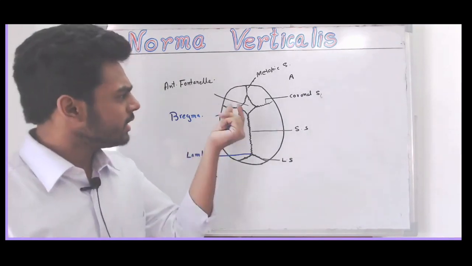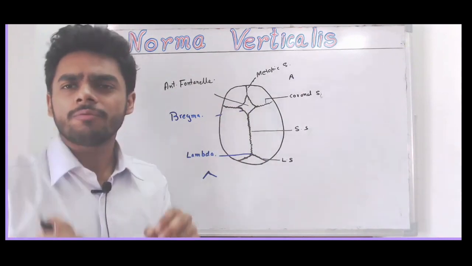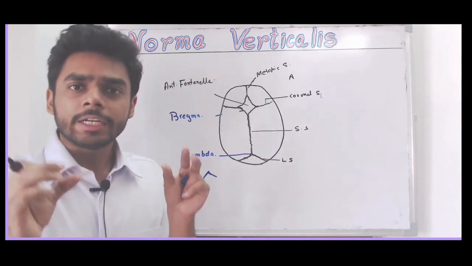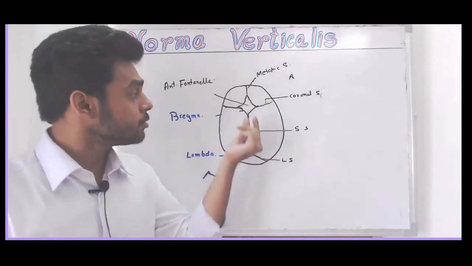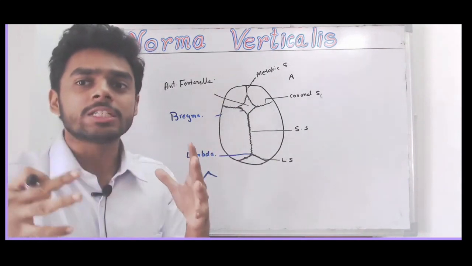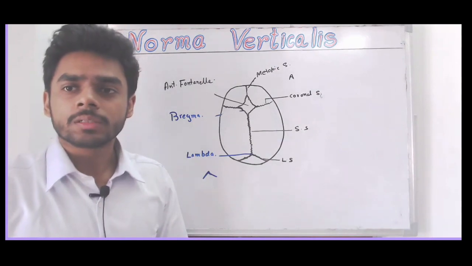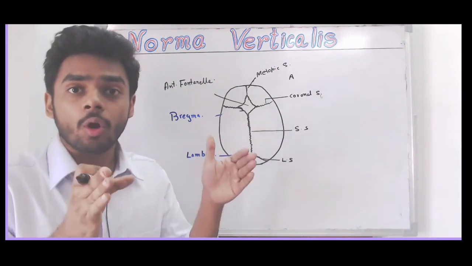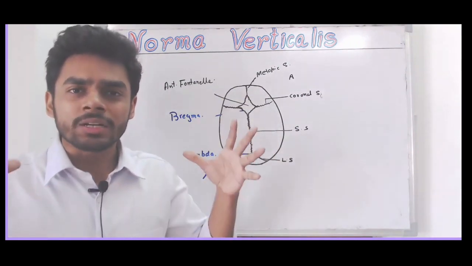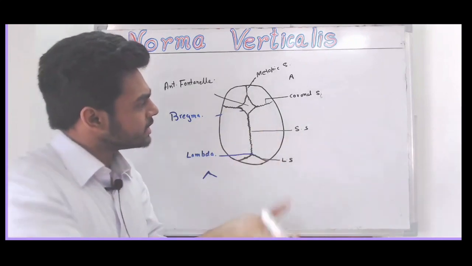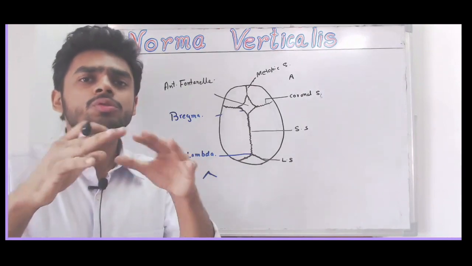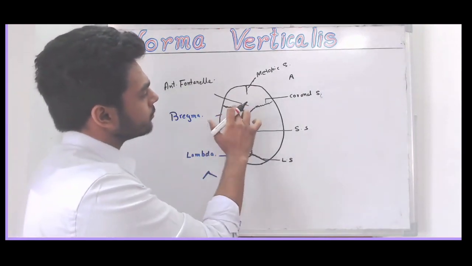If this fontanelle is present, there must be some function of it. Yes, there is a very important function. It allows growth of the brain. Since the skull is not fused, it provides space for the growth of the brain. Which bones are not fused? The frontal bones and parietal bones are not fused, so they won't restrict the growth of the brain inside the skull. When the brain is developed properly, then the fontanelle fuses to form the structure called bregma.